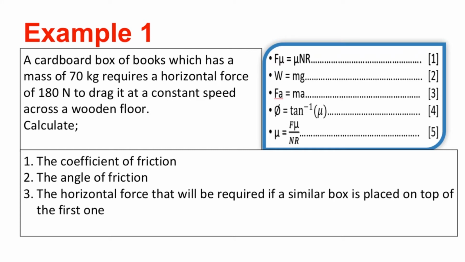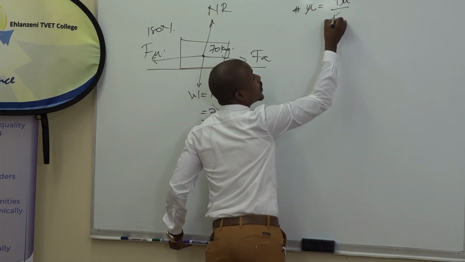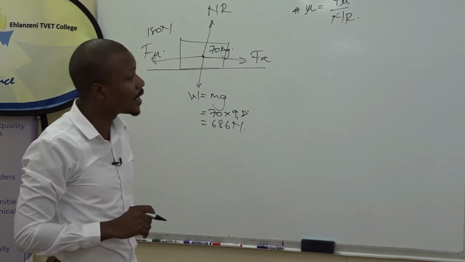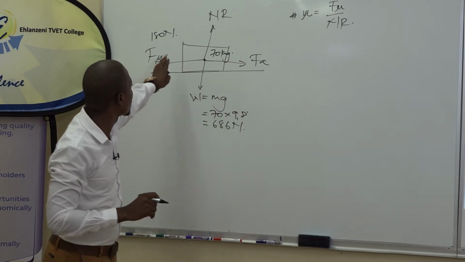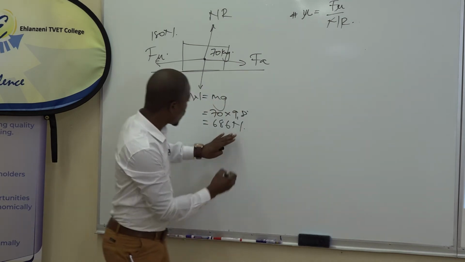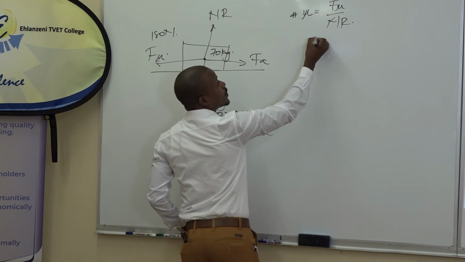In this case, we have 5 formulas and we are required to calculate the coefficient of friction. Which formula can we use there? Right, we can go to the 5th equation, which is coefficient of friction is equal to the frictional force divided by the normal reaction. That is the correct equation, because we do have our frictional force, given as 180 Newton, and we have our normal reaction, which we calculated here.